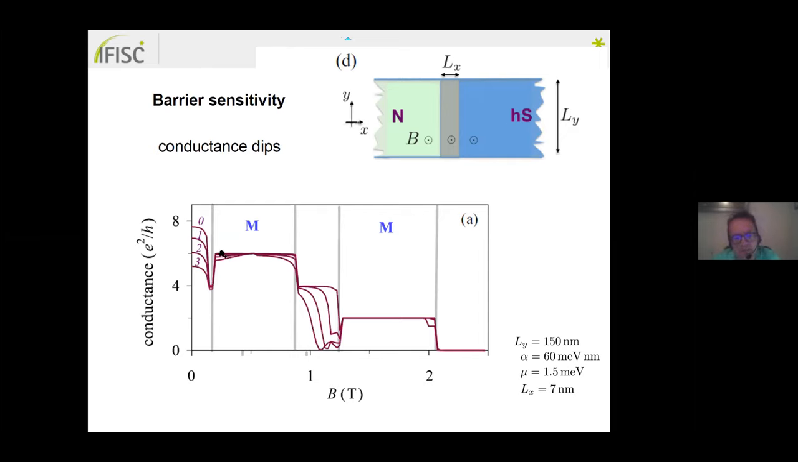It decreases. But in the topological region, the conductance stays more or less constant, insensitive to the height of the barrier. In the next trivial region, the conductance again decreases when increasing the barrier height, and it again stays at a plateau value for the next topological region. So we see that the sensitivity to the barrier leads to the formation of conductance dips before the onset of regions with Majorana modes. We have a sequence of dips followed by higher values of conductance.